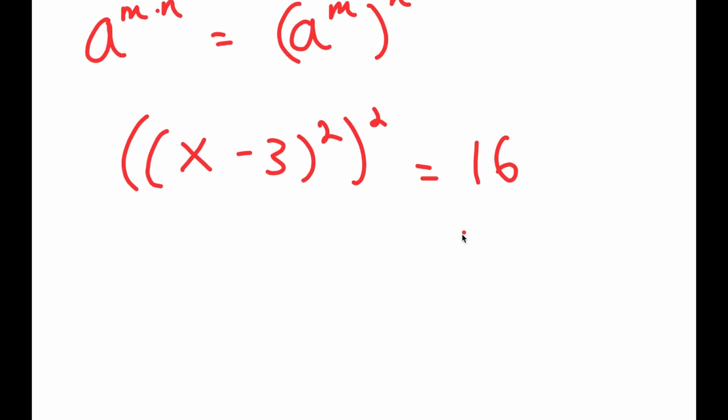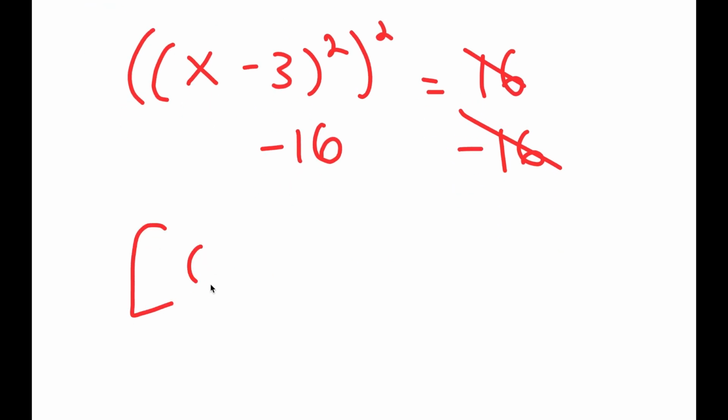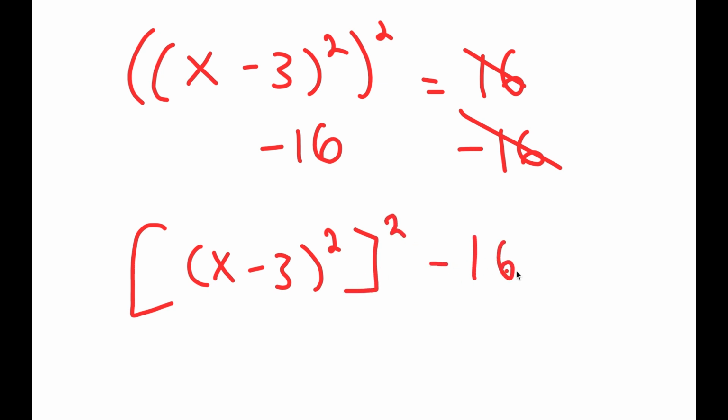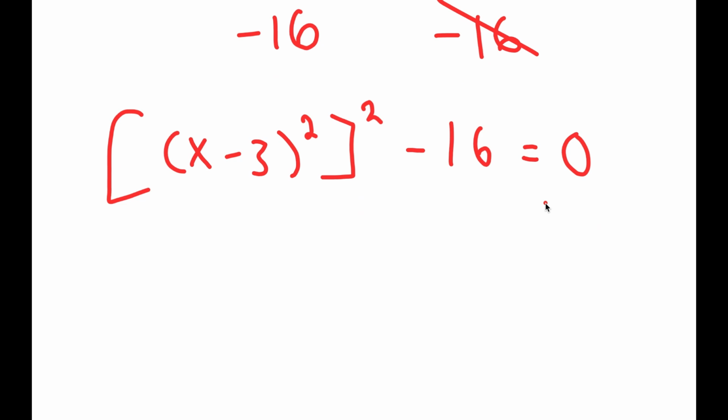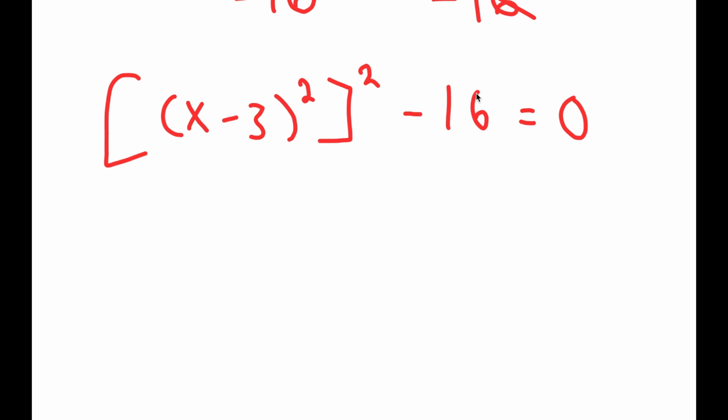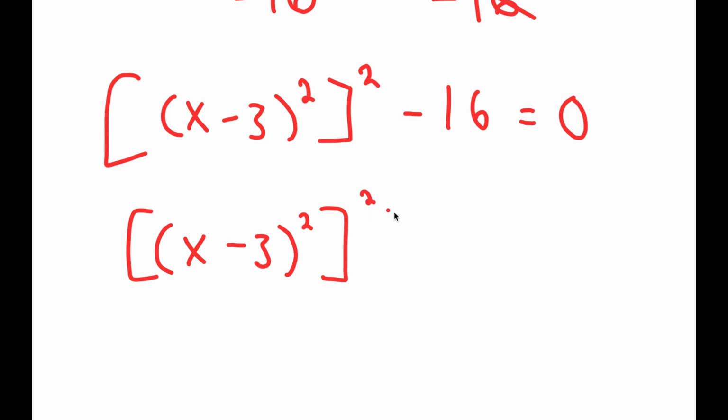Now, from here, I'm going to subtract 16 on both sides. So these two cancel out, and I get ((x - 3)^2)^2 - 16 is equal to 0. Now from here on, I'm going to rewrite 16 as 4 squared. And I'll tell you in a second why I'm doing this.